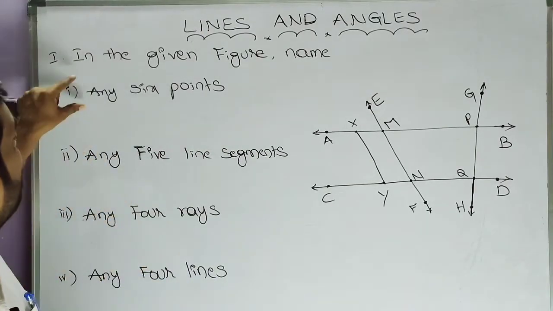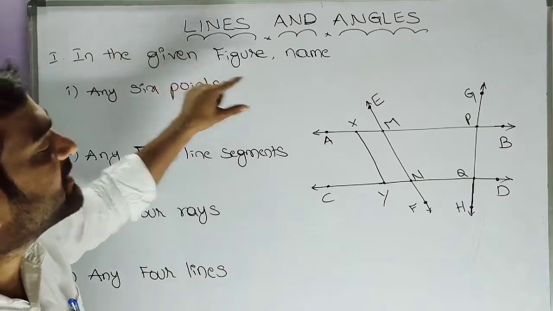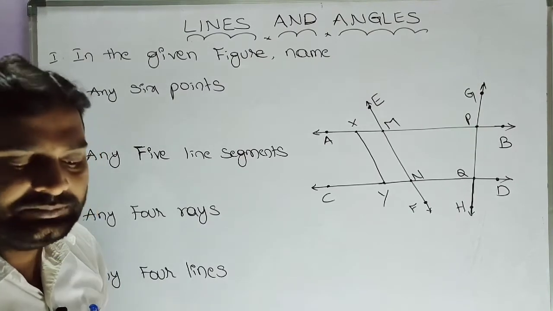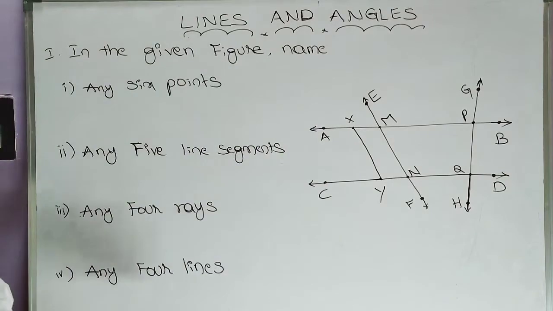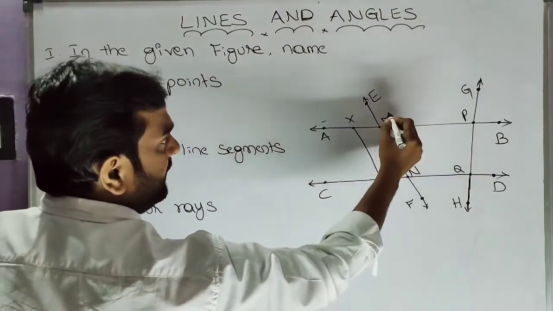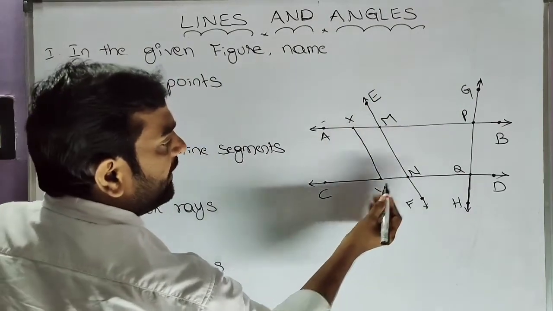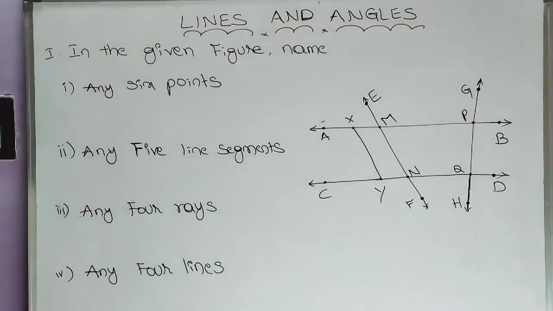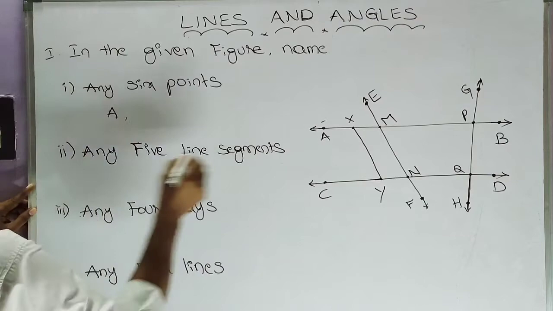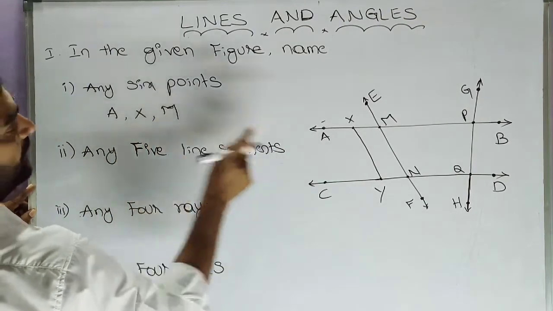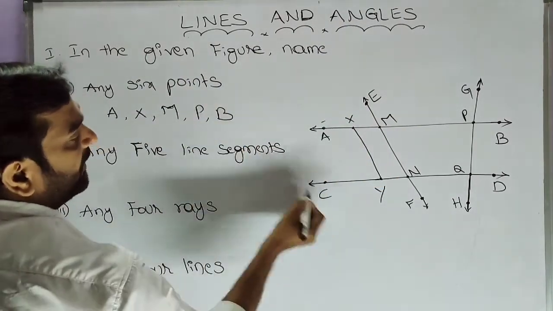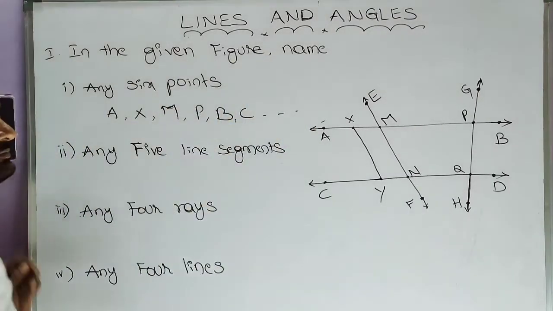Coming to the first question, any 6 points in the given figure. Listen, any 6 points. Here the points are A, X, M, P, C, Y, N, Q, B, D, E, G, F, H. These are all our points, but here we need only 6 points. Write down those: A, X, M, P, and another one, B, and C, and so on.